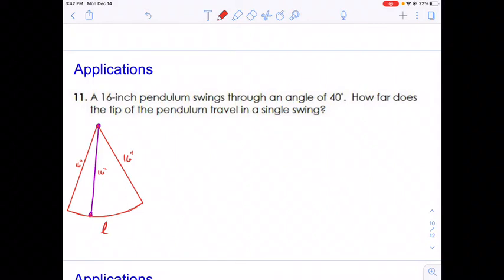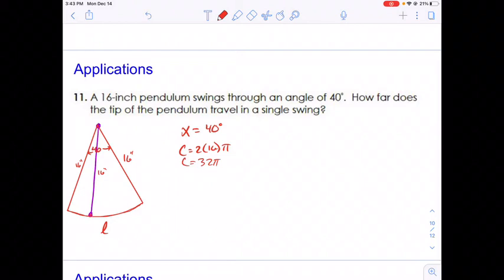And it's going to swing at an arc of 40 degrees. So this is 40 from here all the way to here. That is our 40-degree arc. So our x in our problem is going to be 40 degrees. We need to know what part of the circumference this is. Well, we know the radius is 16, so circumference is equal to 2 times 16 times pi, which gives us 32 pi.